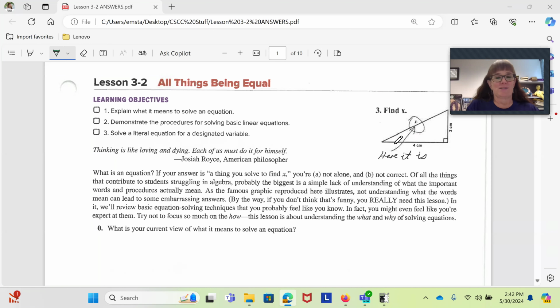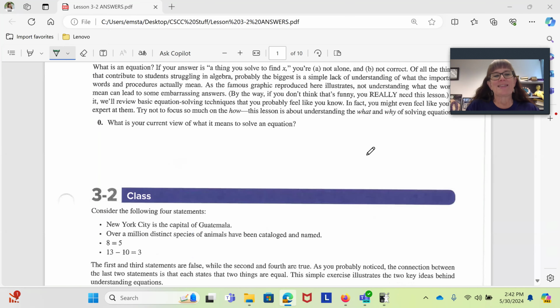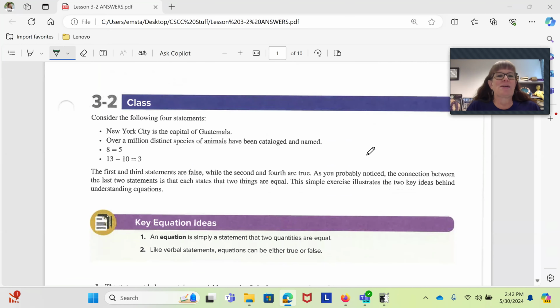Little comic here you've probably seen on Facebook or some other social media. Towards the middle of the page, they start the classwork, and that's what we're going to be doing today. They want us to consider the following four statements. New York City is the capital of Guatemala. Over 1 million distinct species of animals have been cataloged and named. 8 equals 5. 13 minus 10 equals 3. Well, obviously the first and third statements are false, and the second and fourth statements are true.